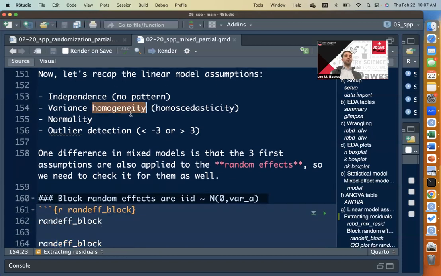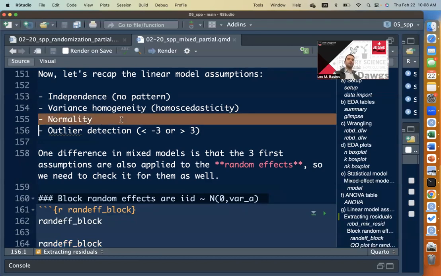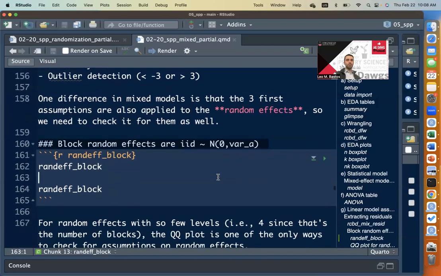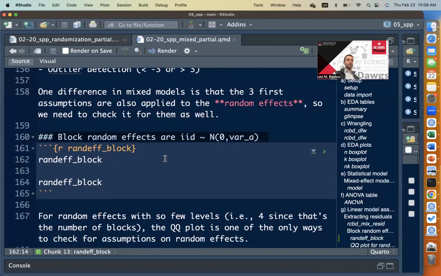Also variance homogeneity or homoscedasticity, also normality of the residuals, and then detecting outliers. And because we do have the random effects here of block and then the interaction of block and potassium rate, we also want to check the assumptions of those using some of the plots as well. So if you come on the next chunk here, I am extracting the random effect components from the block, and I want to check.